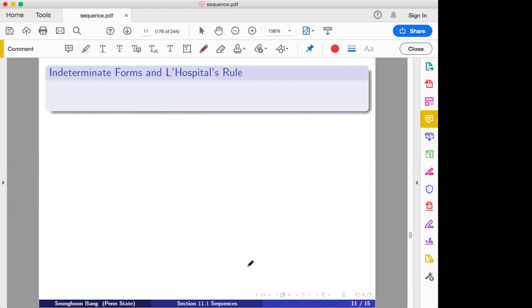The next one is indeterminate forms and L'Hopital's rule. The limit of a_n over b_n as n approaches infinity, in the infinity over infinity or 0 over 0 form, equals, by L'Hopital's rule, the limit of a_n prime over b_n prime.